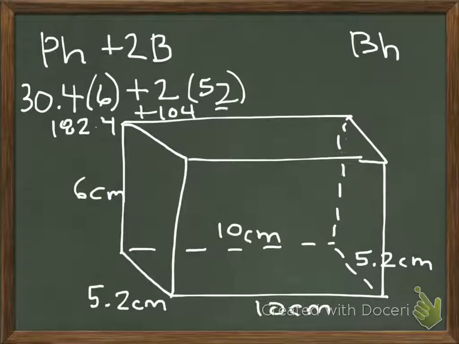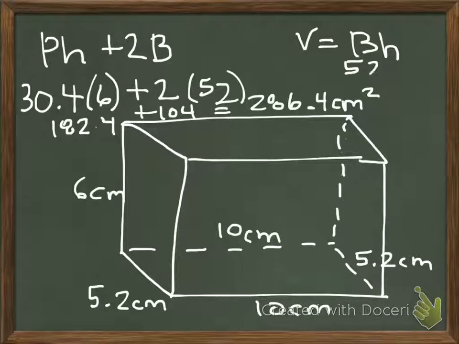And our total then would be 286.4. And we label this centimeters squared for area. And then the other volume formula over here, we have another big B, which is the area of the base. We already found what that is in the last problem, so that's 52 times our height, 6. So 52 times 6 gives us 312. And we're going to label this, since it's volume, centimeters cubed.